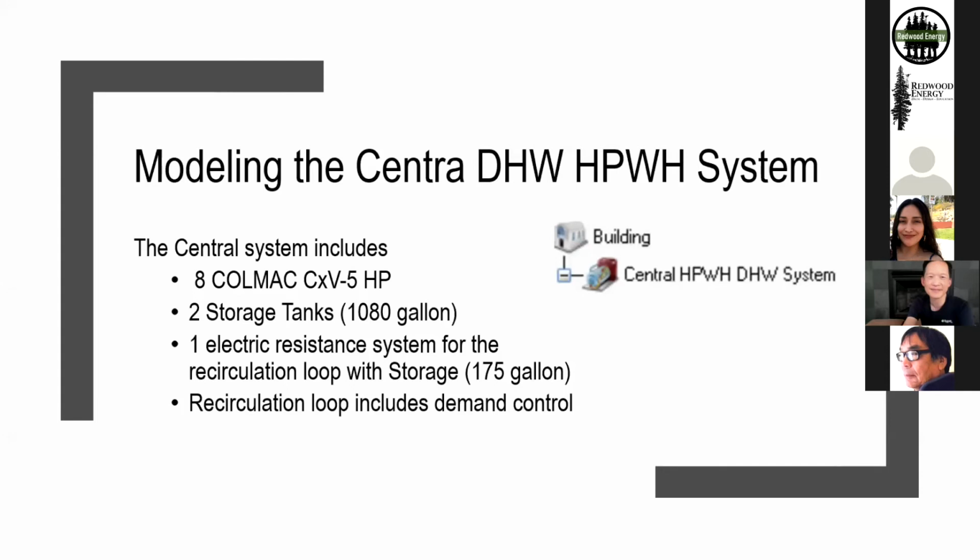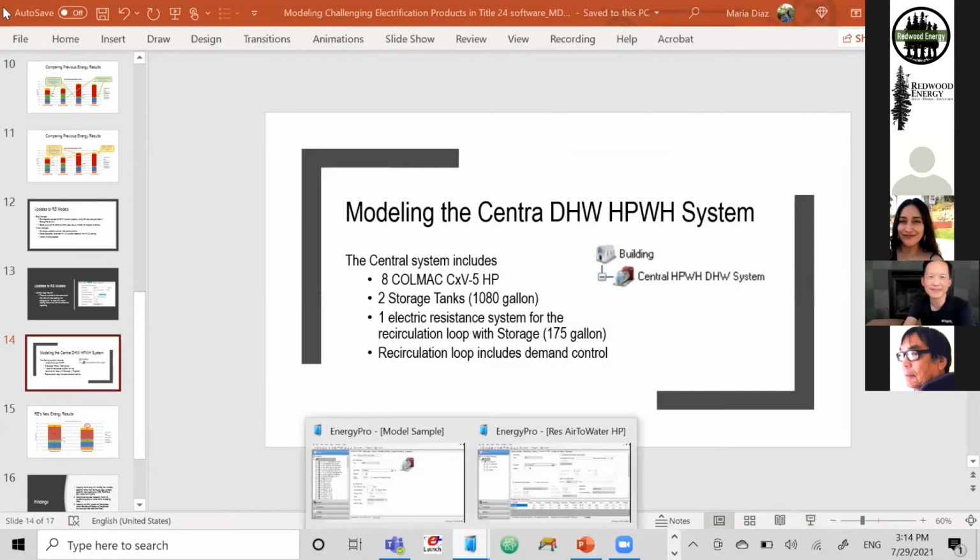So finally, to the good stuff. I'm going to show you how to model a central domestic hot water system. But before, I'm going to talk about what the system is. It has 8 Colmac CxV-5 compressors, 2 storage tanks of 1,080 gallons, 1 electric resistance system for the recirculation loop with a storage tank of 175 gallons, and a recirc loop that includes demand control. So let's get to this.